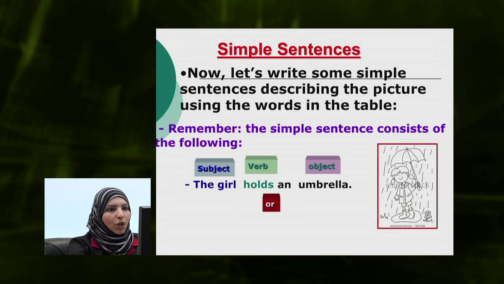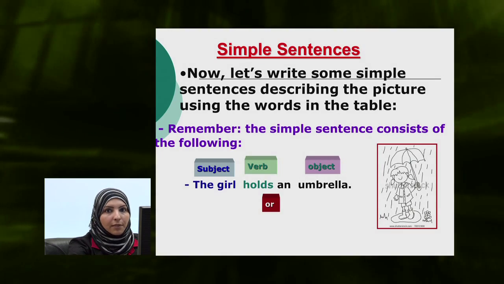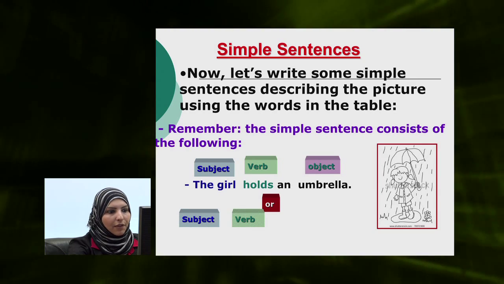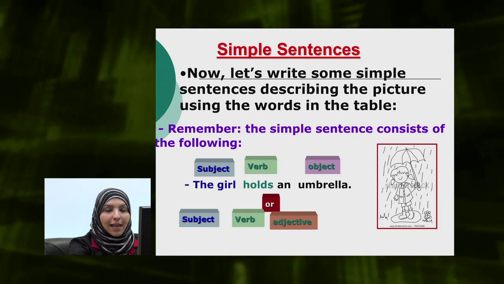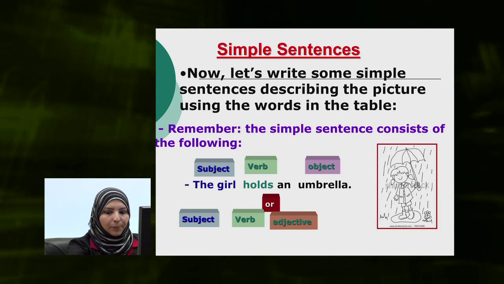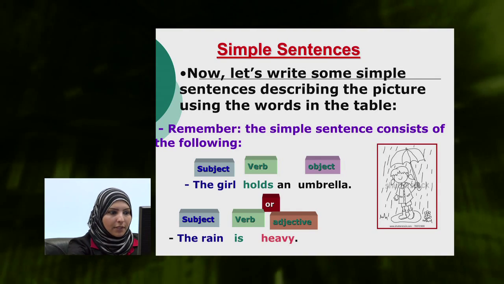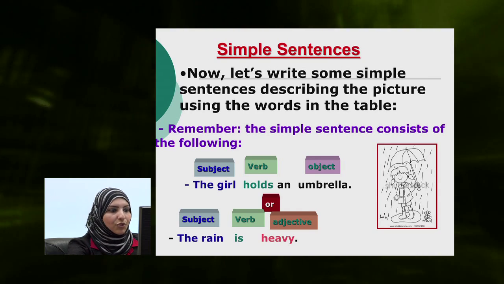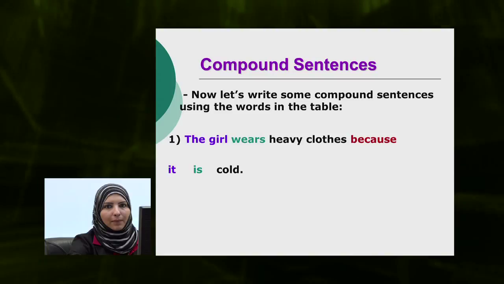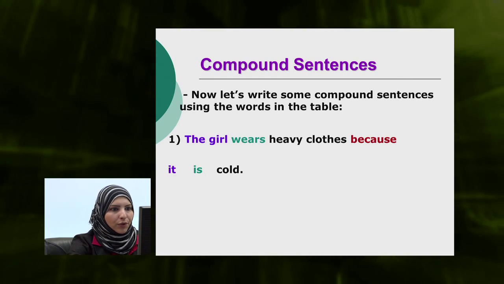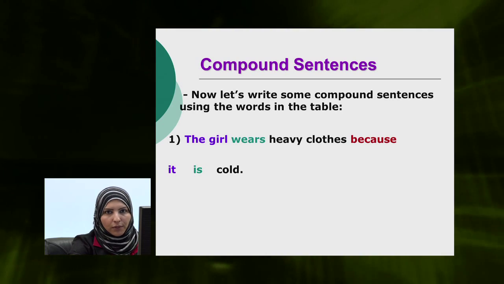Or, once you write a simple sentence, it may consist of a subject, a verb, and an adjective. For example, the rain is heavy. Look at this sentence to find out that the subject is the rain, the verb is is, and the adjective is heavy. The first sentence that you can write is, the girl wears heavy clothes because it is cold.